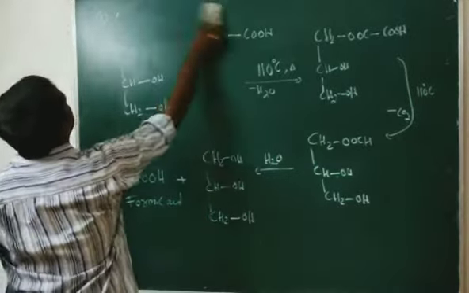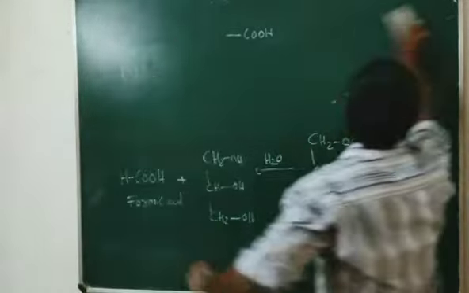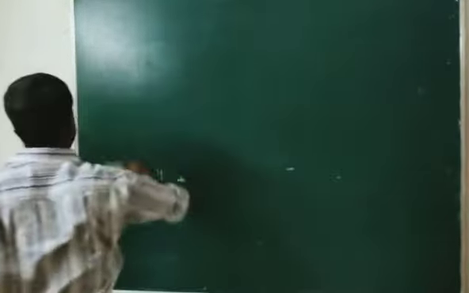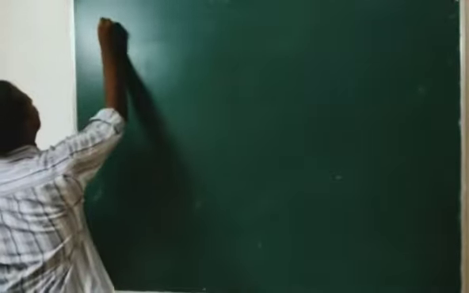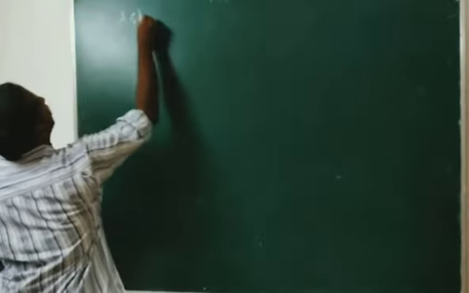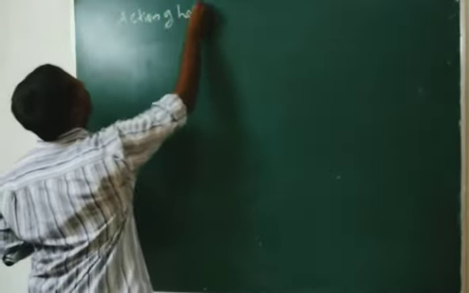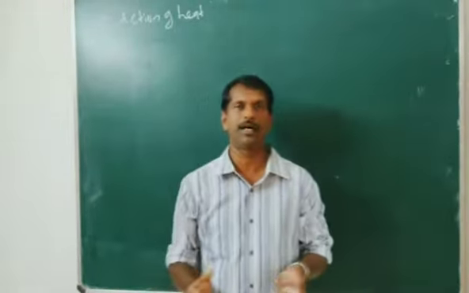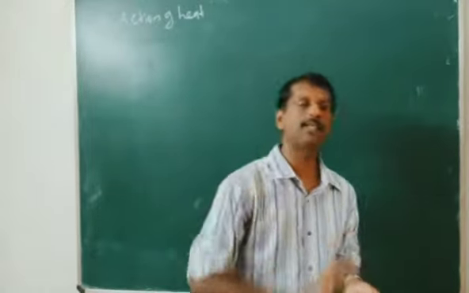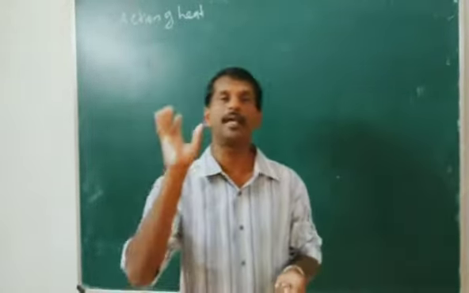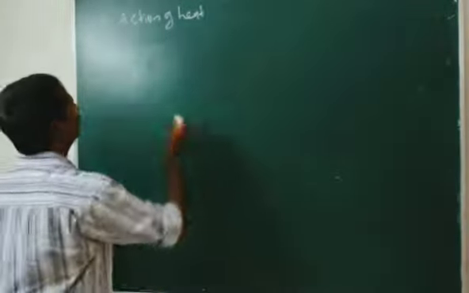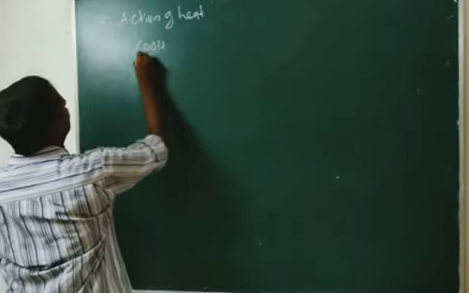Next, action of heat. Next reaction of oxalic acid, that is action of heat. This we have studied yesterday, last class we have studied. That means oxalic acid, that means 1,2-dicarboxylic acid on heating, according to Blanc's rule, what we get is monocarboxylic acid. That means HCOOH plus CO2. Okay, that we have discussed.